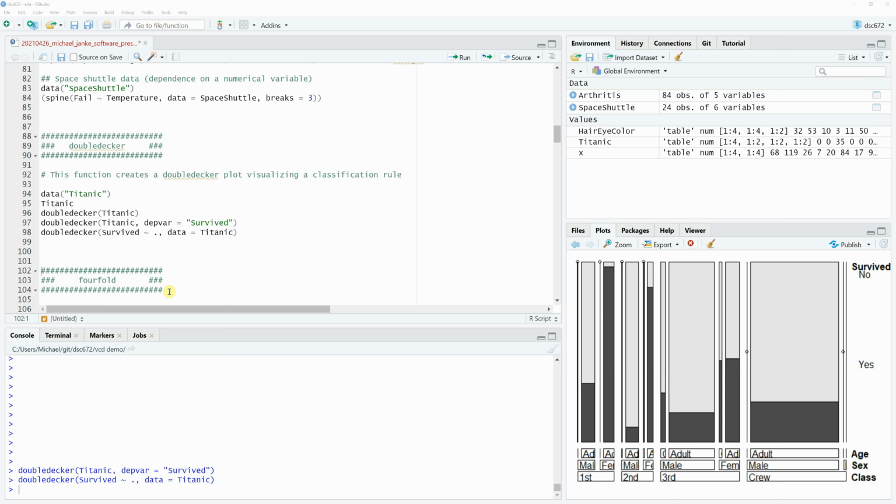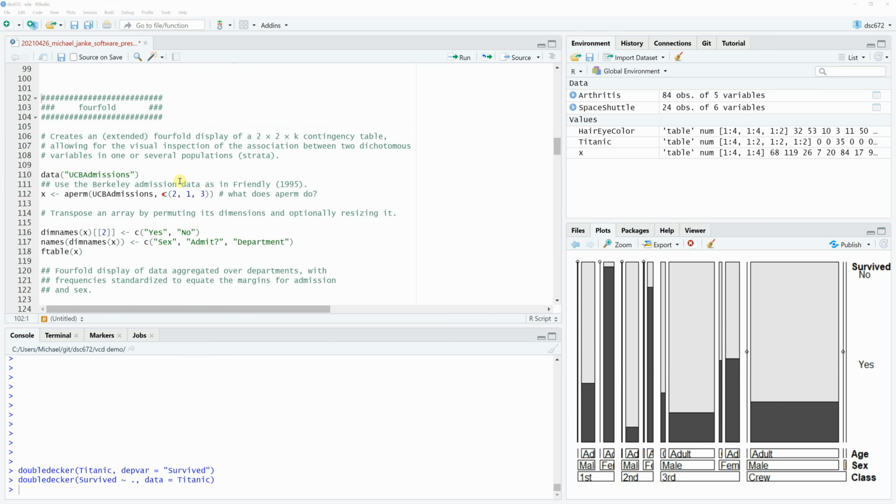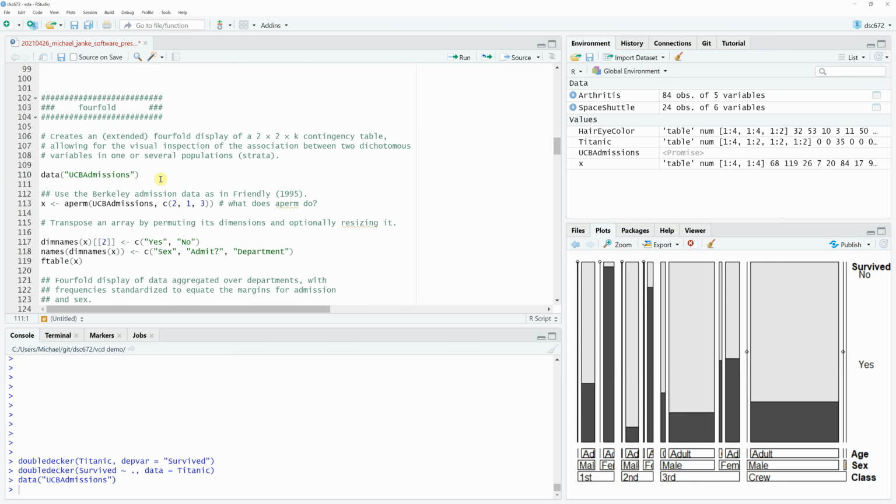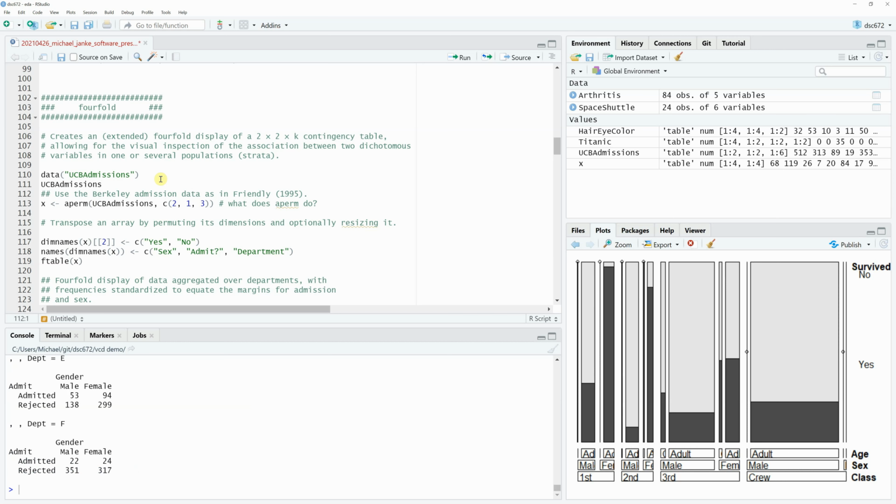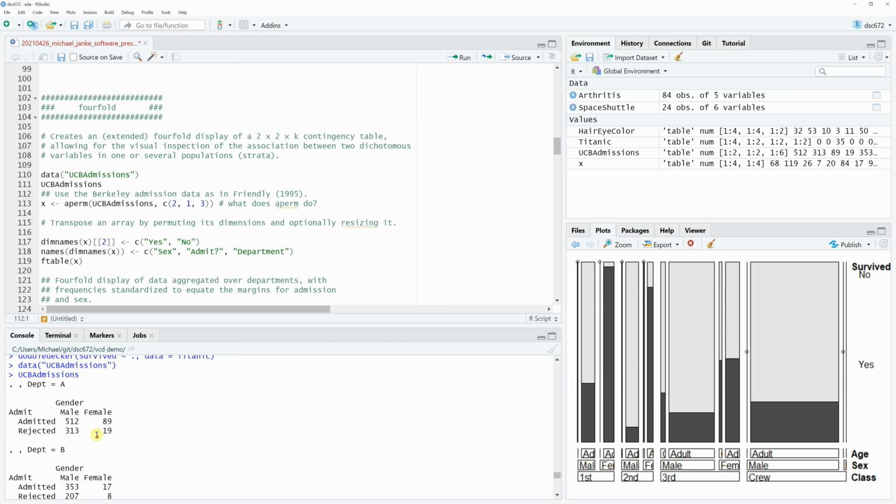Fourfold is a rather interesting plot, I think, as we'll see in a second. Let's load the UC Berkeley admissions data set. We can take a peek at that. We can see that we've got this data set divided by department, and across the top we have male, female, so gender, and then whether they are admitted or not.